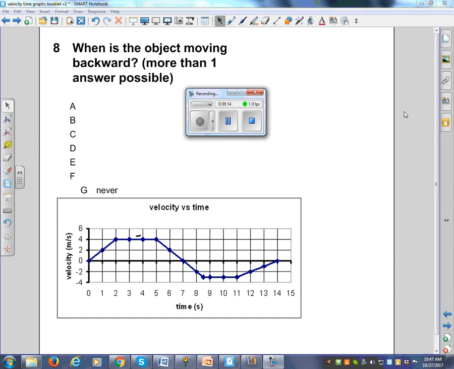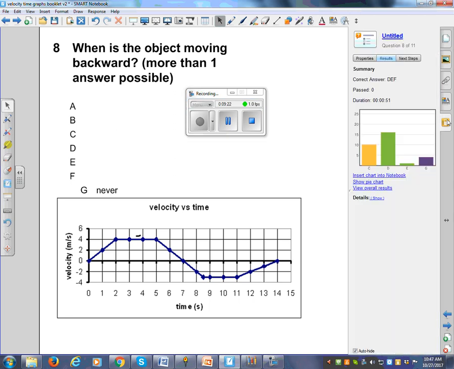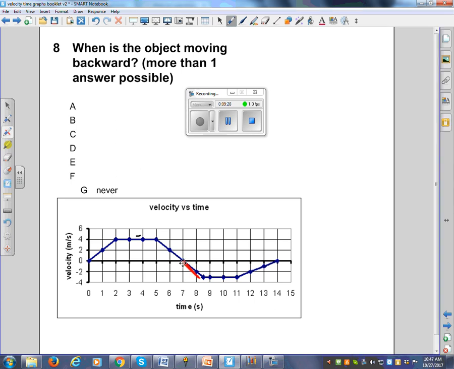When is this object moving backwards? It's moving backwards when the velocity is negative, which is intervals D, E, and F. Right? These ones right here. D, E, and F. The velocity is always below 0.